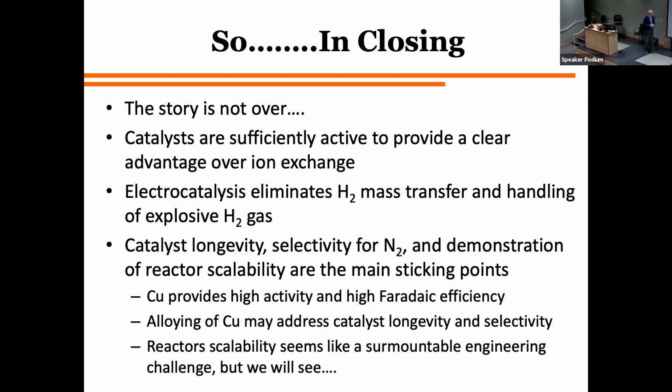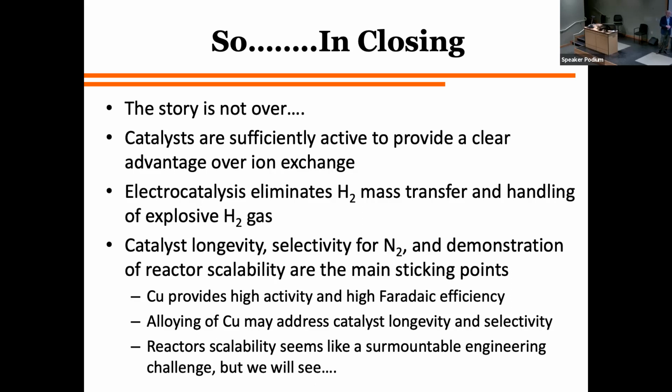But when you start trying to look at a system that you could put into a water treatment scenario, that's not the case, and that's because of mass transfer. This electrocatalysis eliminates that hydrogen mass transfer and the handling of explosive hydrogen gas, which is a concern at water utilities. We find that the catalyst longevity, selectivity for dinitrogen, and demonstration of the reactor's scalability are the main sticking points that we're working on.